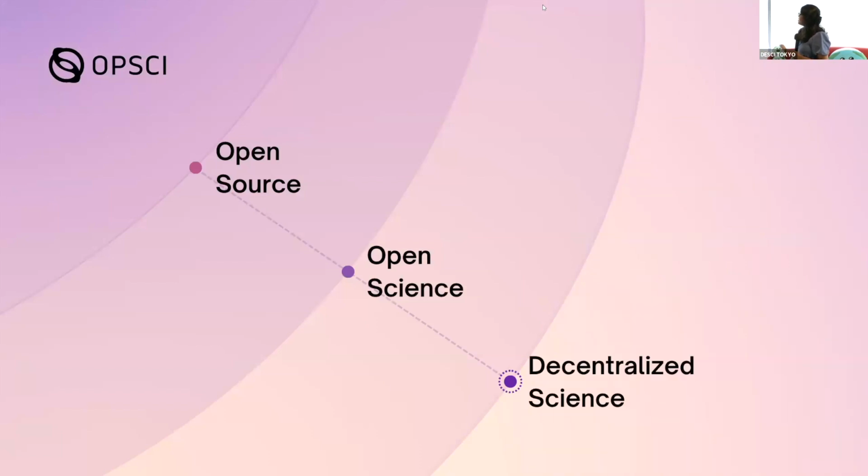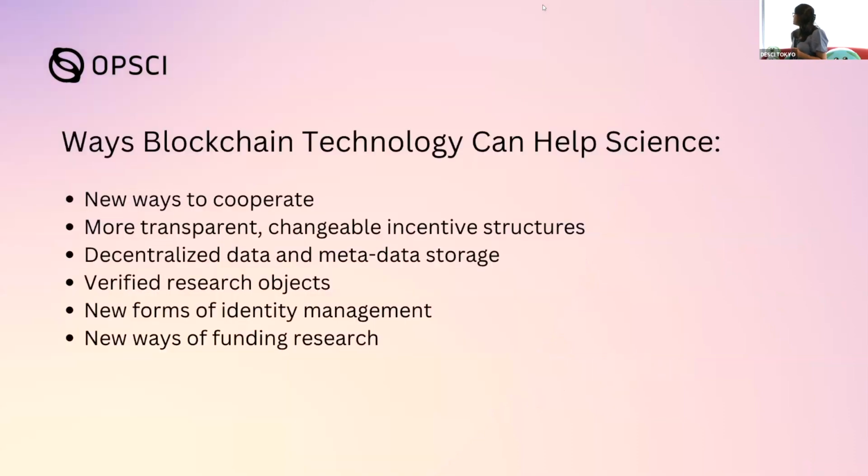So decentralized science has roots in open source and open science. I know that decentralized science is very different. Michael just talked about it. So what is decentralized science and what do we want to do? The impact that open source had on software development, we want to have that impact with decentralized science on the scientific community. There are many ways in which blockchain can help solve problems in science. So let's take a look at it.